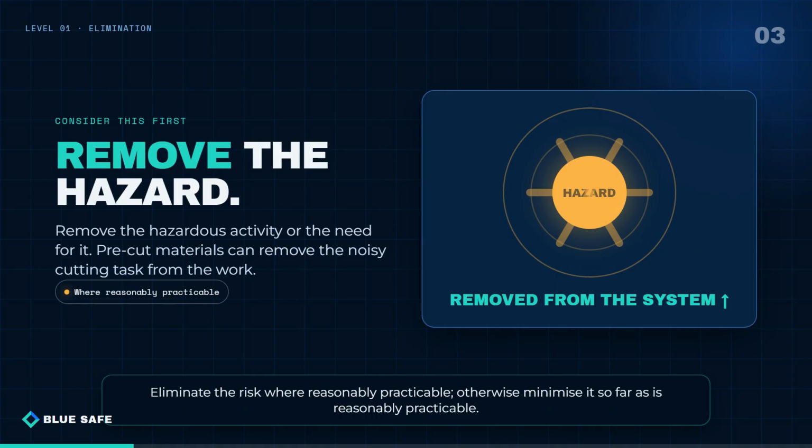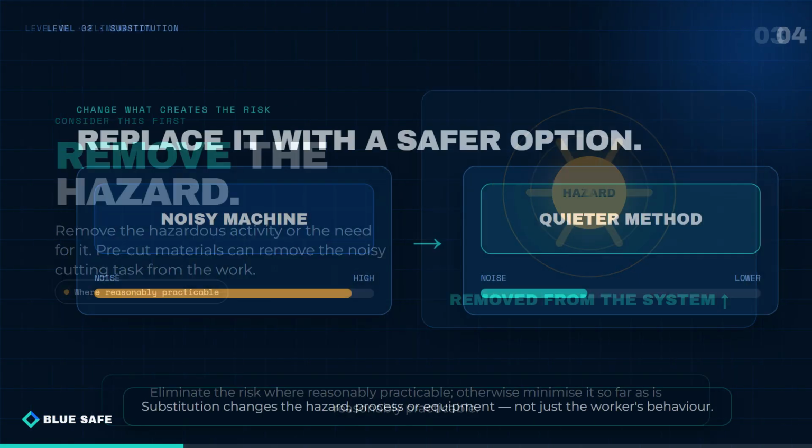If the noisy cutting task can be removed from the work, or materials can arrive already cut, exposure from that task is removed too. The approved model approach is to eliminate the risk where that is reasonably practicable. If elimination is not reasonably practicable, the task becomes minimizing the risk so far as is reasonably practicable.